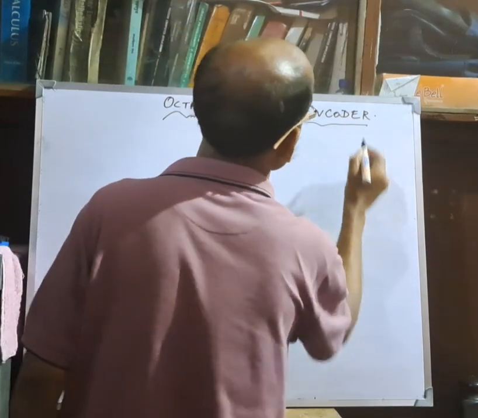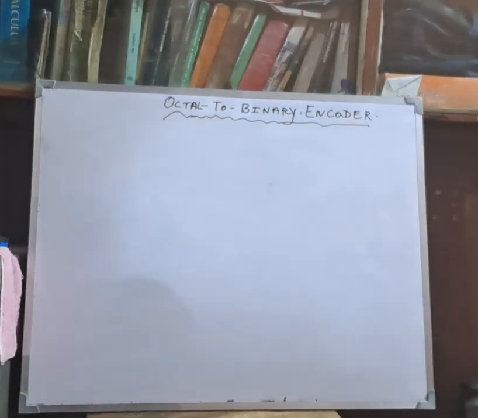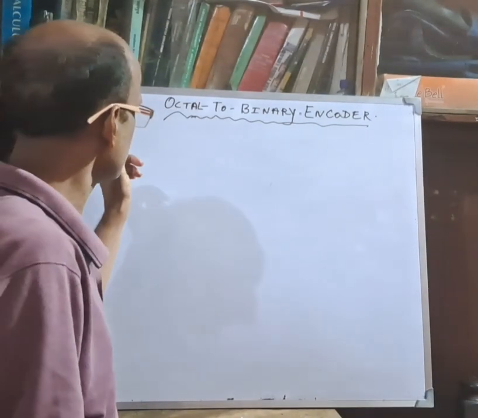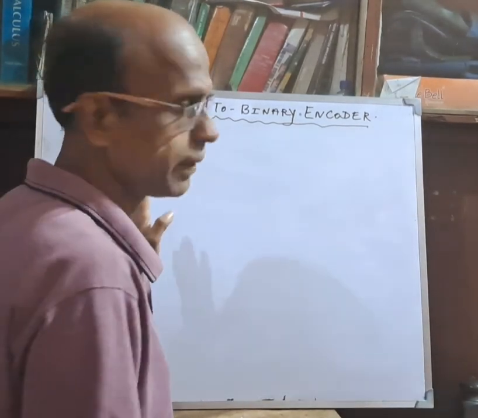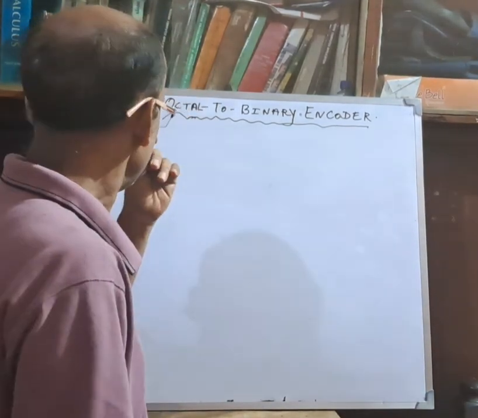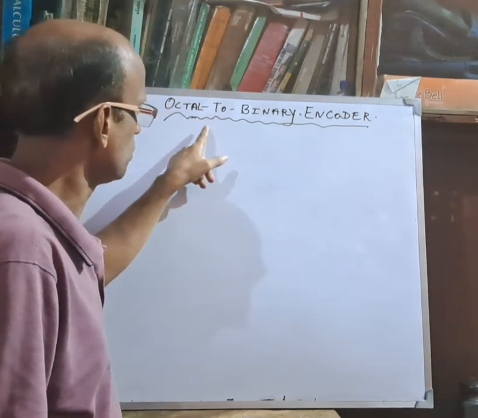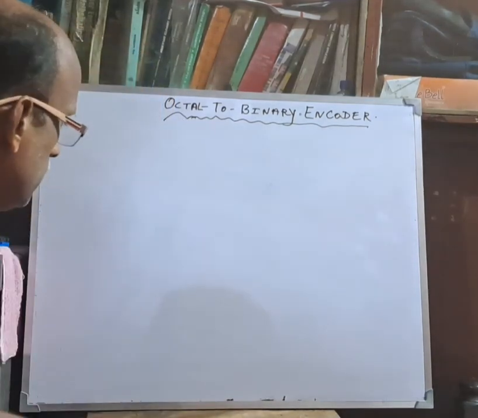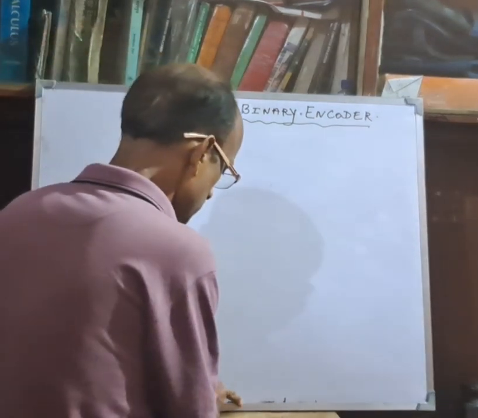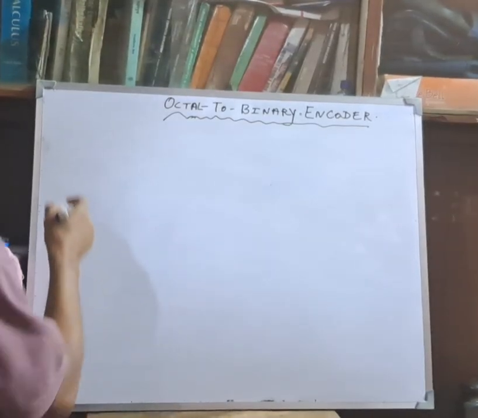Octal to binary encoder. Actually, there are two types of encoder. One is decimal to binary encoder. I have done in the previous session. In this session, I will do octal to binary encoder. Okay. You just see here. Definition.